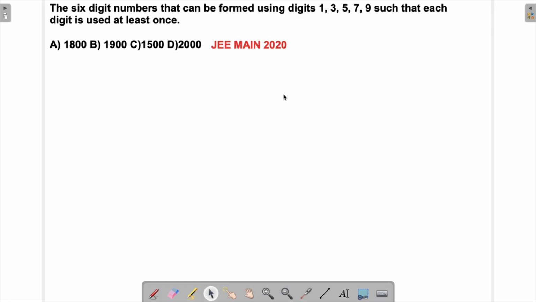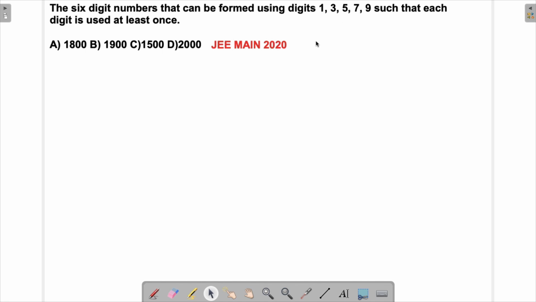Okay, so we are trying to solve a problem which appeared in JEE Main 2020. In this question, which is from permutation and combination, we are supposed to find the 6-digit numbers which can be formed using the digits 1, 3, 5, 7, 9. And we have to ensure that all the digits are used at least once.